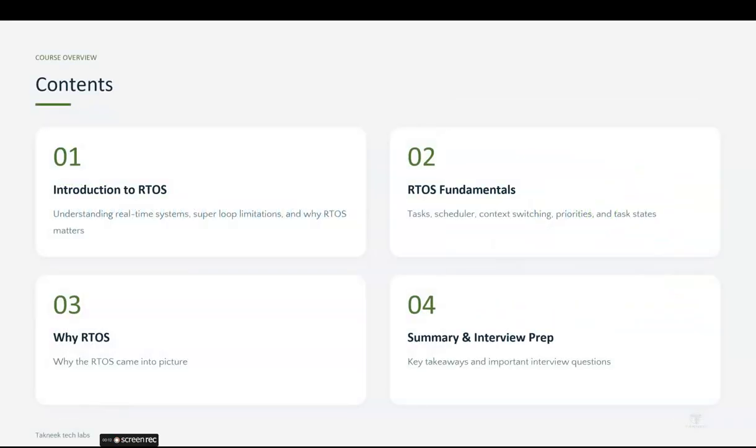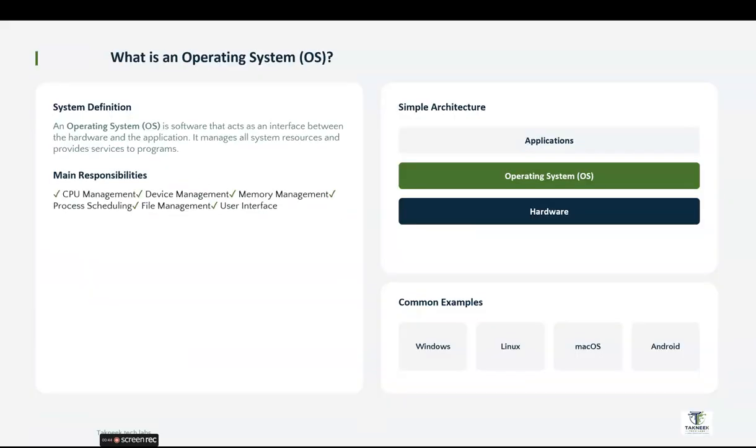So this is going to be an introductory video and we are going to cover some basic concepts which are going to be helpful in our subsequent videos. Okay, so what are we going to cover in this? We are going to cover an introduction to RTOS and the RTOS fundamentals, some terms related to RTOS, why we need RTOS, and some interview preparation topics that are going to be asked frequently in your interview sessions.